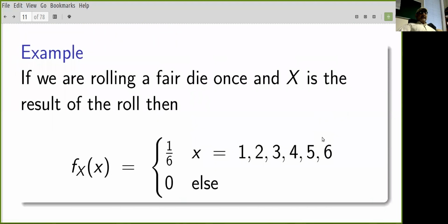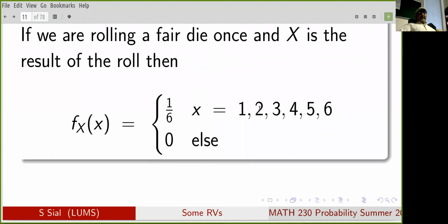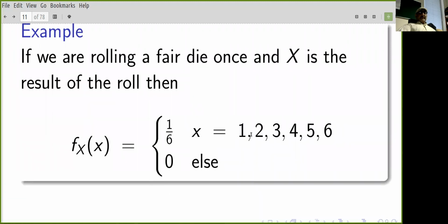Here, if you have a roll of a die and you have to report the value of the roll, then X can take values 1, 2, 3, 4, 5, 6. They're all equally likely. It's a fair die. So the probability of taking any of these values is 1/6, and the probability of taking any other value is 0. So this PMF has the form of a PMF for a discrete uniform random variable.